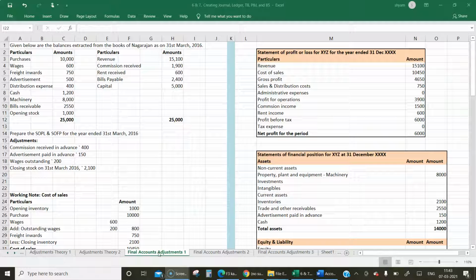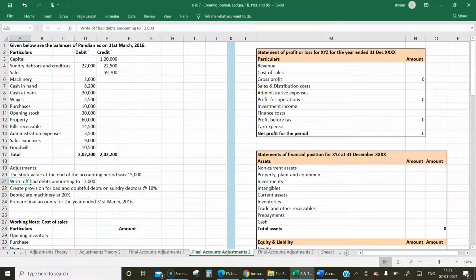So we have finished the first problem. Now we'll move on to the second problem in final accounts adjustments. So here are the details given. In this problem, given below are the balances of Pandian as on 31st March 2016.